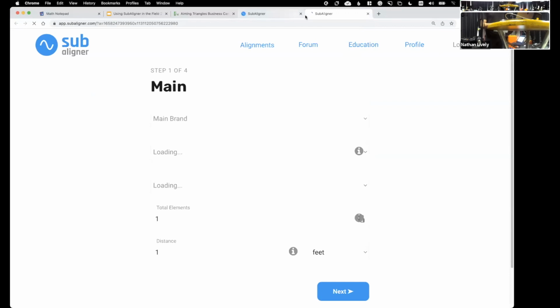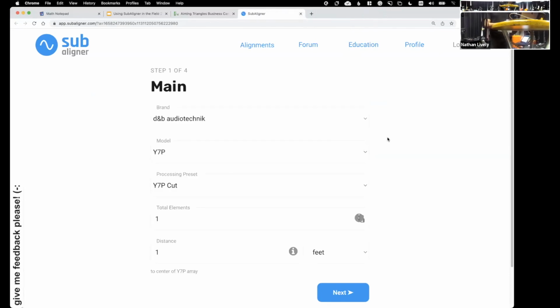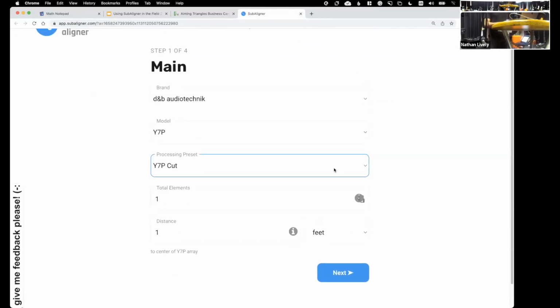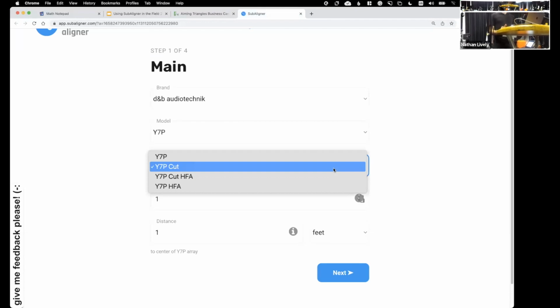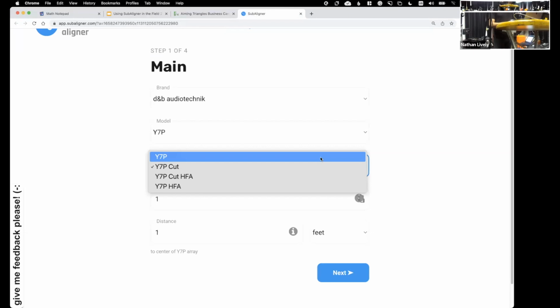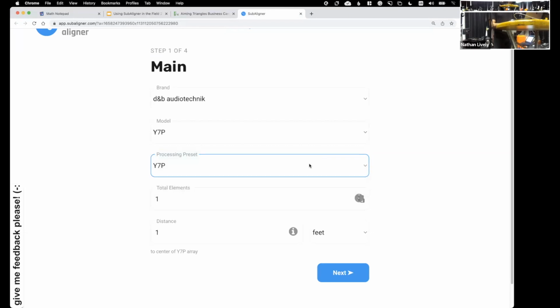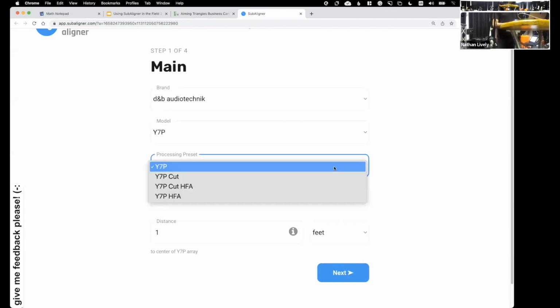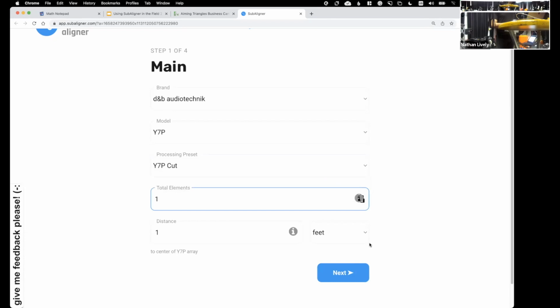D&B has a similar thing going on. You'll see some similarities here, except they allow you to also change the high-pass filter of the main, compared to L-Acoustics, where we didn't have any choices here, really. Now, with D&B, we have this full range mode, where I think, I haven't taken any D&B training, so you guys will correct me if I'm wrong, but I think typically this is the processing preset you use if you don't have a sub. And then if you do have a sub, you turn on the cut.